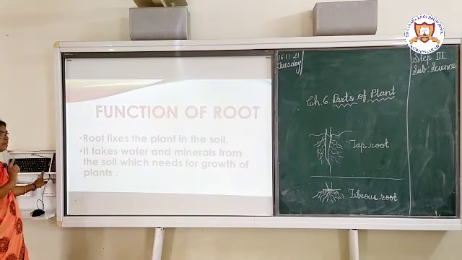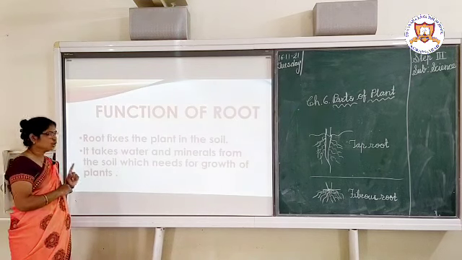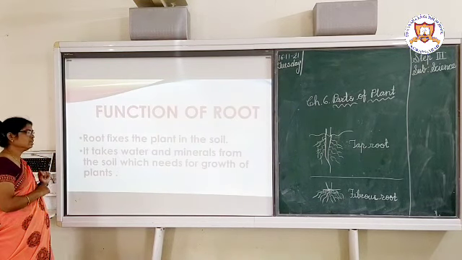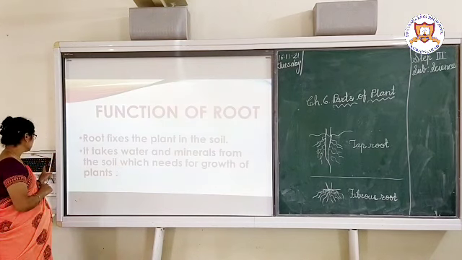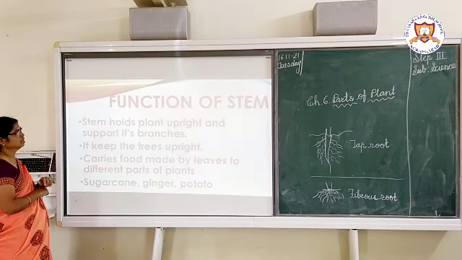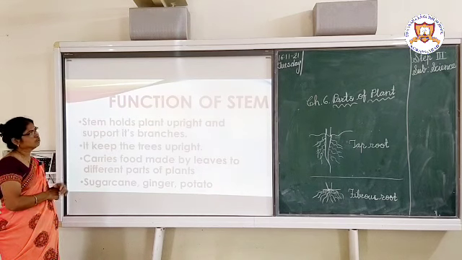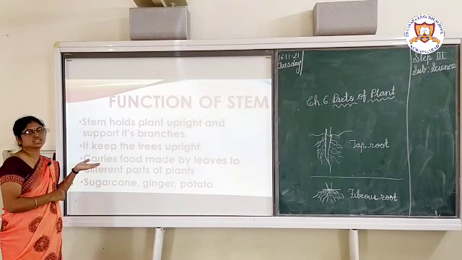Root fixes the plant in the soil. It takes water and minerals from the soil which are needed for the growth of the plant. Remember these functions of the root. Now, next part. Now we will start the shoot system.